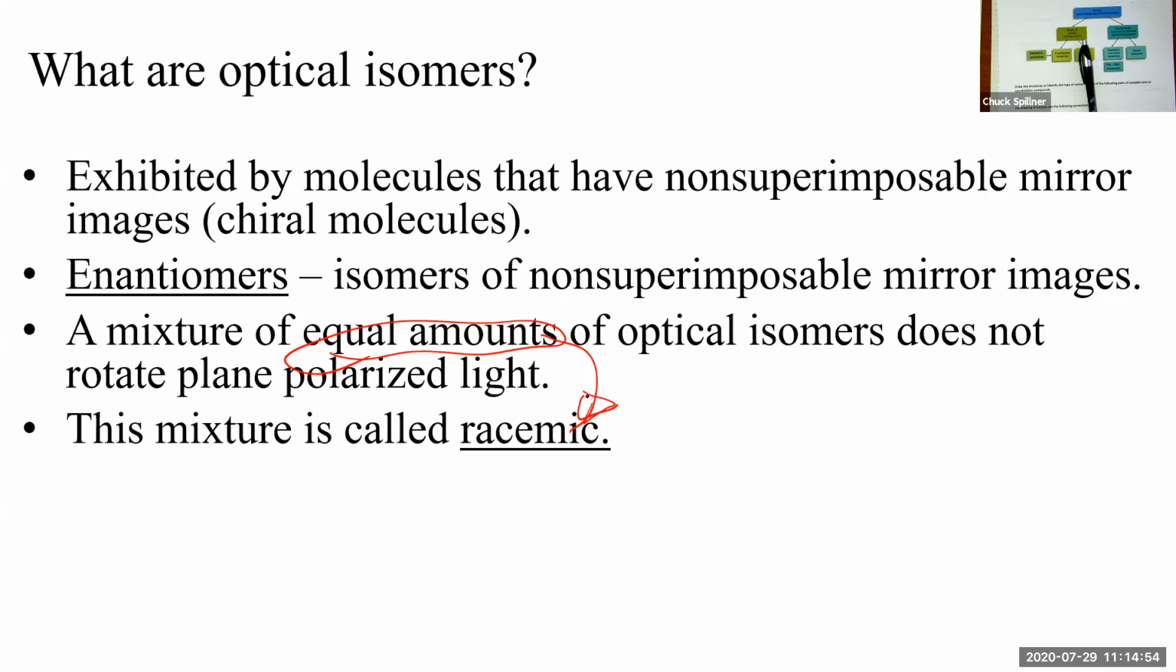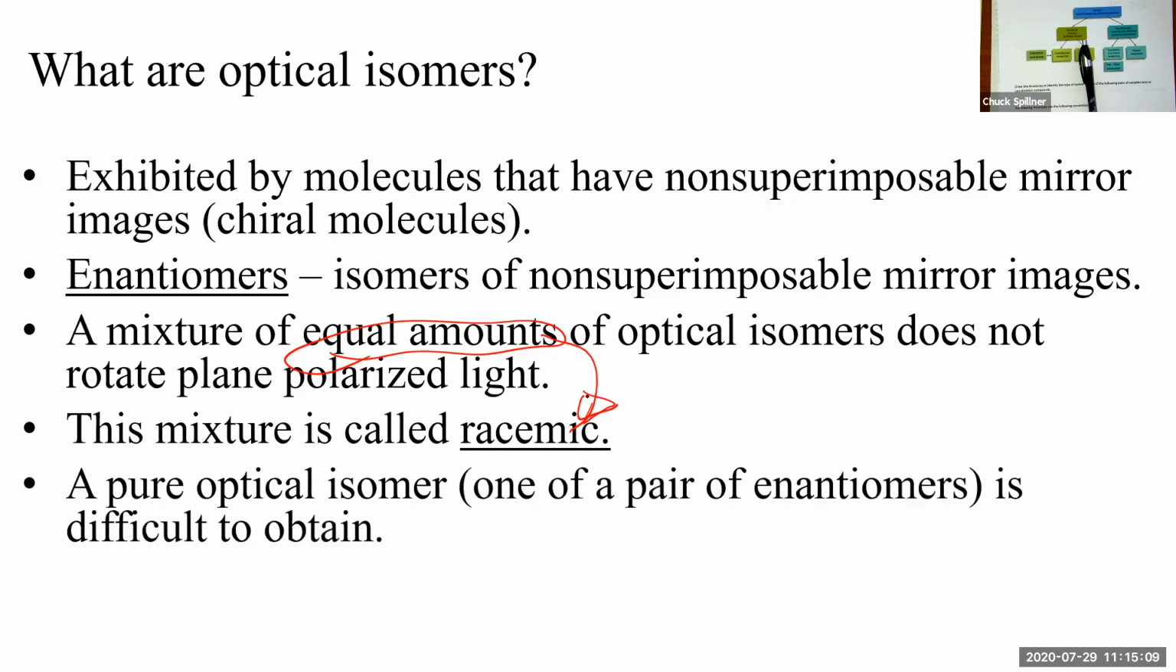These optical isomers also apply to organic compounds. And like I said, they're common in biology, so they apply to organic compounds and biochemical types of compounds. I guess this last statement: a pure optical isomer is difficult to obtain unless you get it from a biological source. If you just try to make one in the lab, it's very difficult to do.